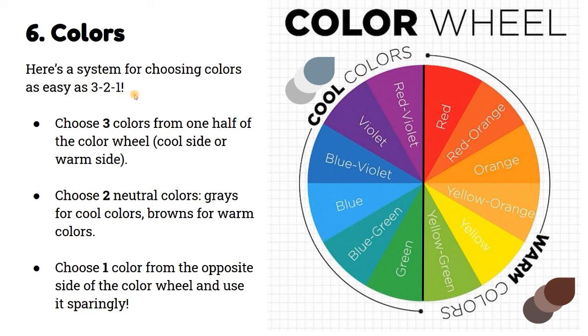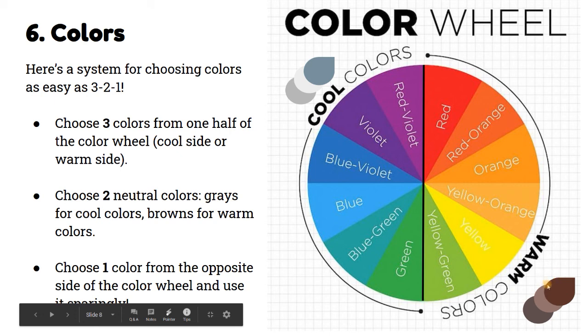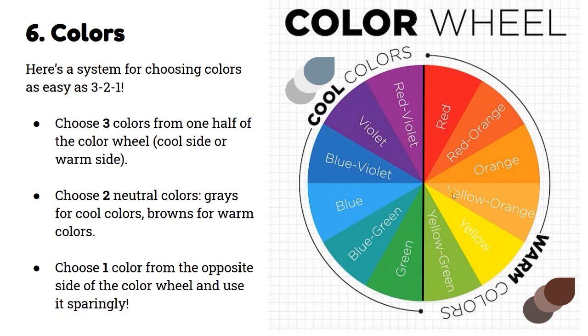So what's going to happen is you're going to choose 3 colors from one side of the color wheel, either on the cool side or on the warm side. You just choose 3 colors that you like. Then you're going to choose 2 more neutral colors, like grays or browns, black or white. You'll usually choose grays if you're going for cool colors, and usually browns if you're doing warm colors. So you choose 2 of those. And then you'll choose one color from the opposite side of the color wheel to use sparingly, not all over. It should just be that pop of color, that little accent to make it interesting.